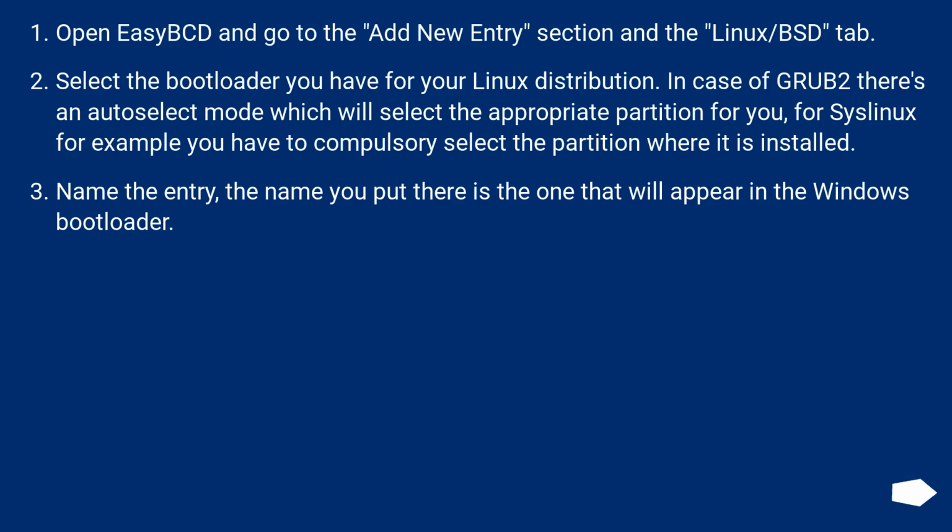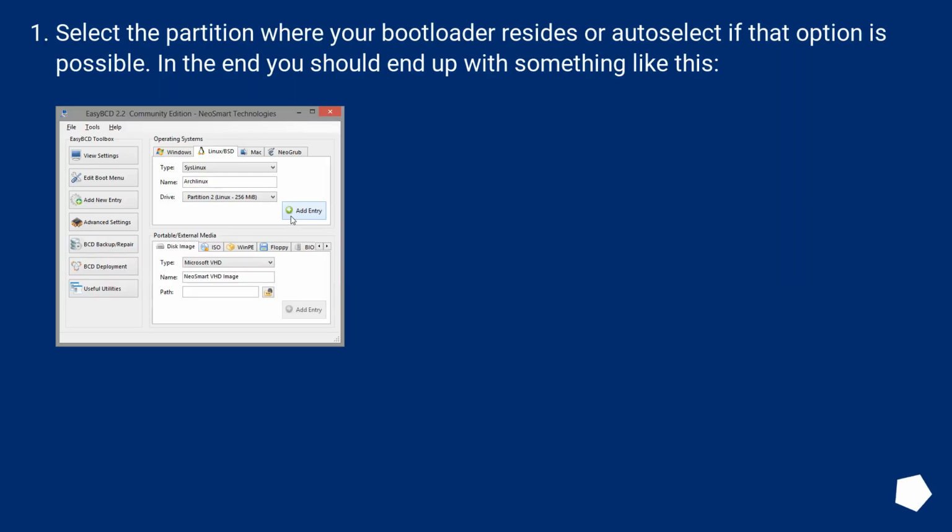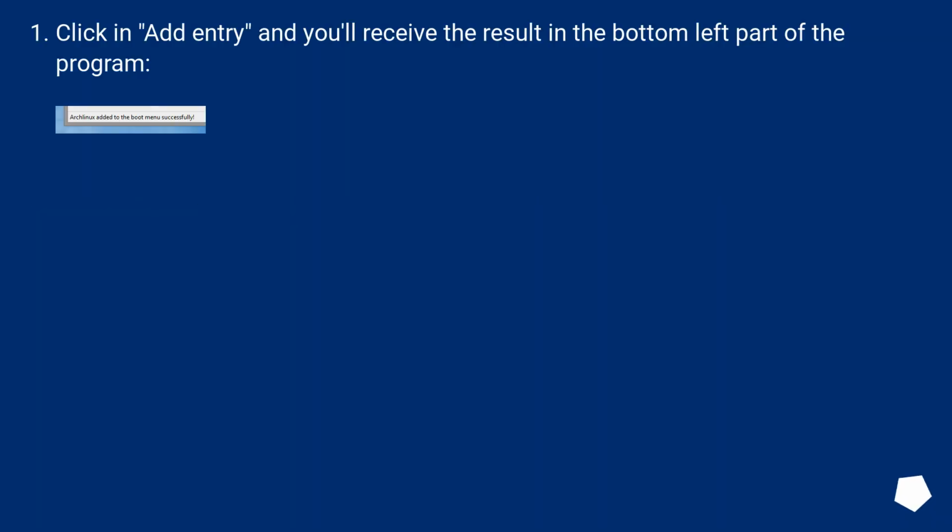Name the entry. The name you put there is the one that will appear in the Windows bootloader. Select the partition where your bootloader resides, or auto-select if that option is possible. In the end, you should end up with something like this. Click Add Entry and you'll receive the result in the bottom left part of the program.